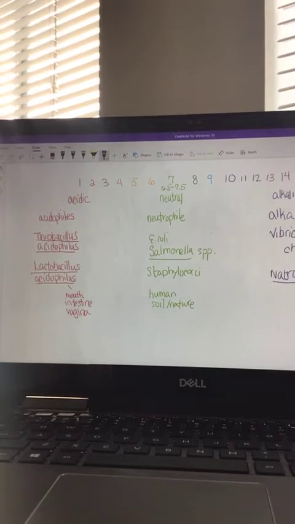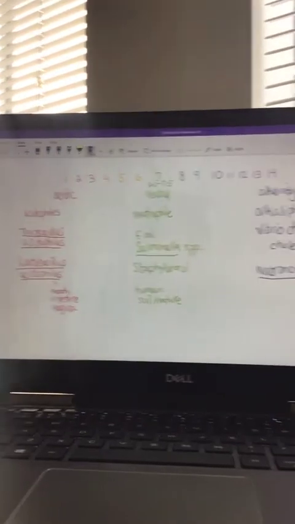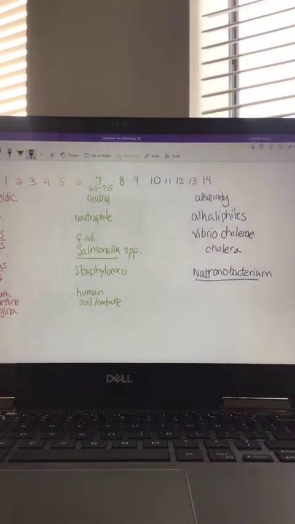All right, so we have acidophiles and neutrophiles that we already covered. We covered the microbes and the environments that you can find them in. So here, contaminated water. There you go. So with this one, it's contaminated water. And usually you'll see it's feces.